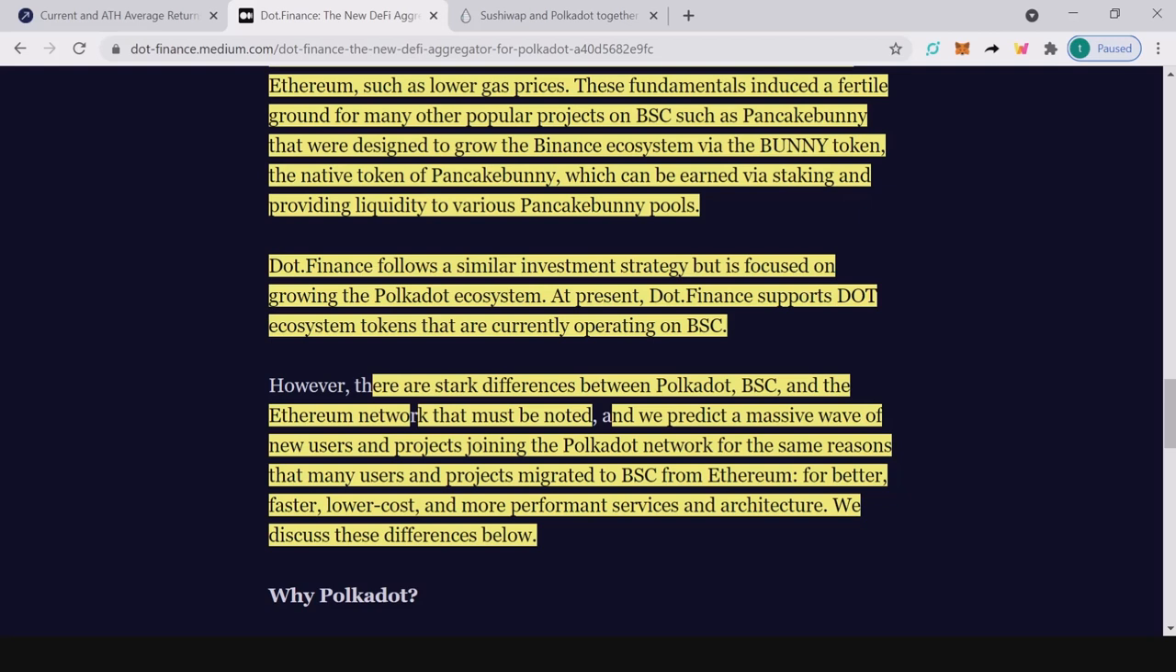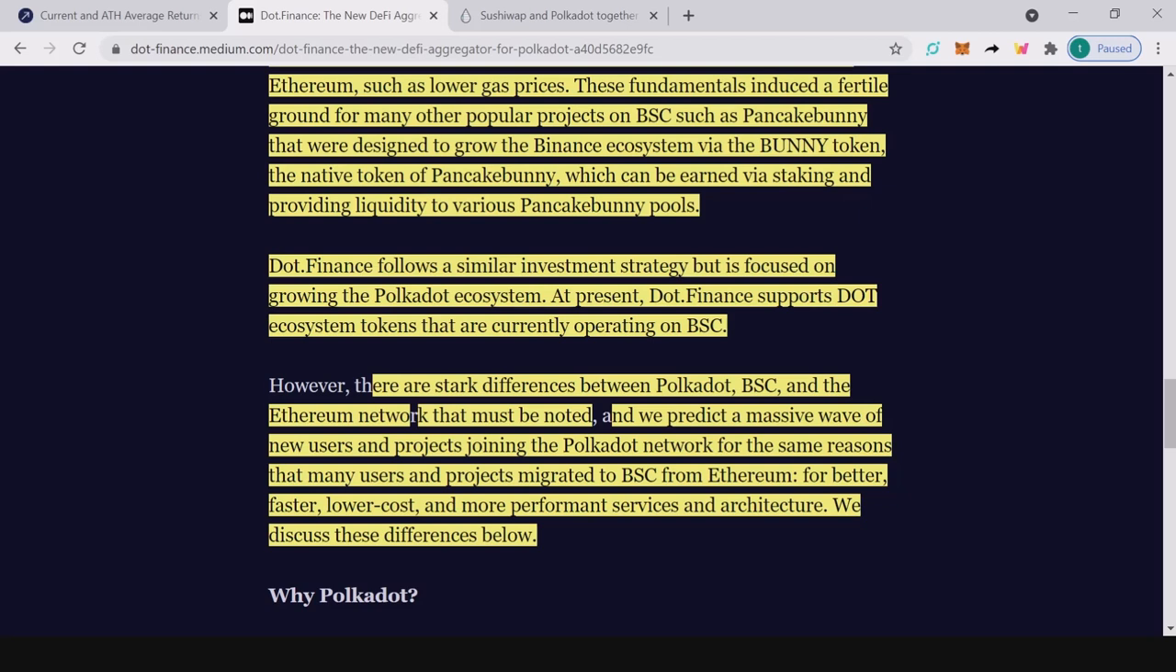So Dot Finance follows a similar investment strategy, but is focused on growing the Polkadot ecosystem. So at present, Dot Finance supports Dot ecosystems that are currently operating on the Binance Smart Chain. But there are stark differences between Polkadot, BSC, and the Ethereum network that must be noted, and we predict a massive wave of new users and projects joining the Polkadot network for the same reasons that many users and projects migrated to BSC from Ethereum.